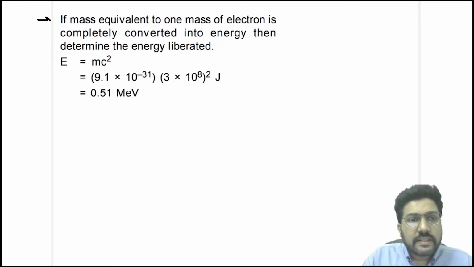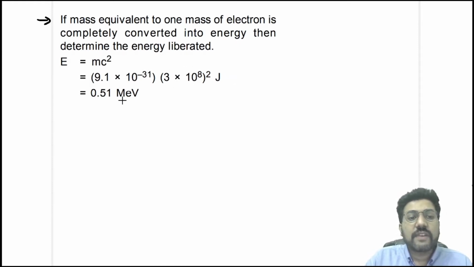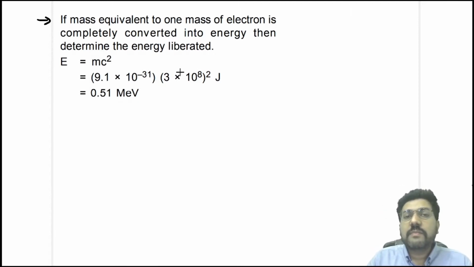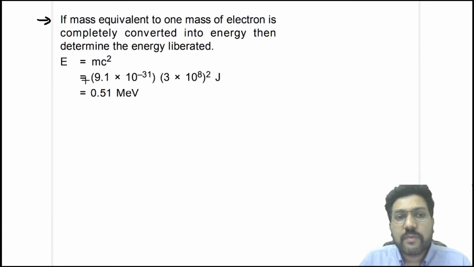So this is very important. If the mass equivalent of one electron is completely converted into energy, then determine the energy liberated. Now you know that the mass of the electron is 9.1 into 10 raised to the power minus 31 kg, right? So you will get the answer in joules. Convert this into mega electron volt, you will get 0.511 mega electron volt. So the energy equivalent of an electron is 0.511 mega electron volt. That means if all this mass is converted into energy, the energy released will be 0.511 mega electron volt.